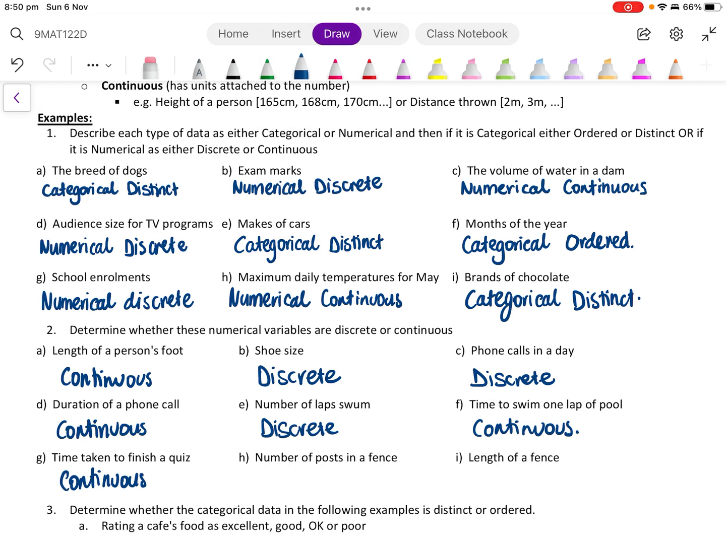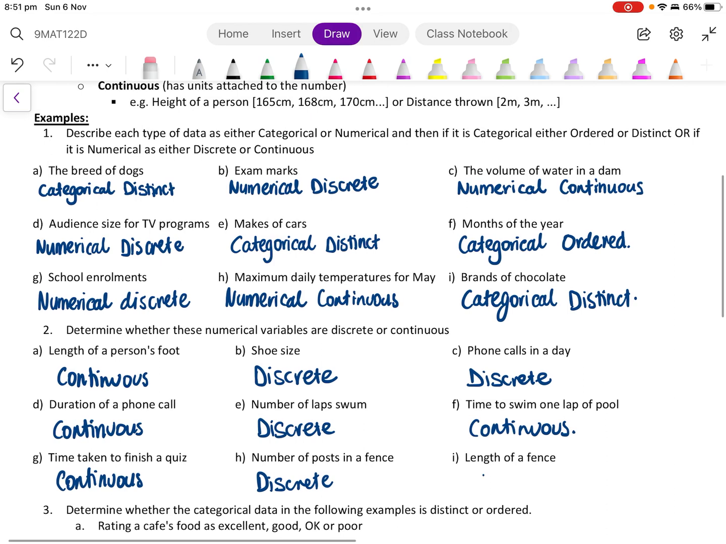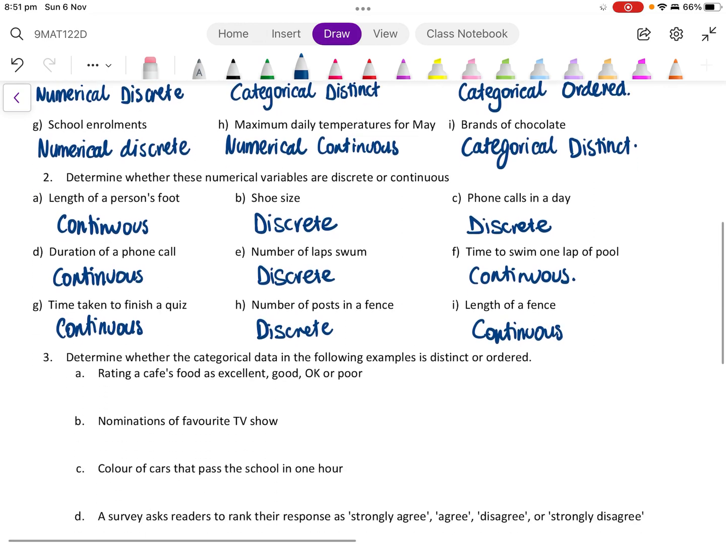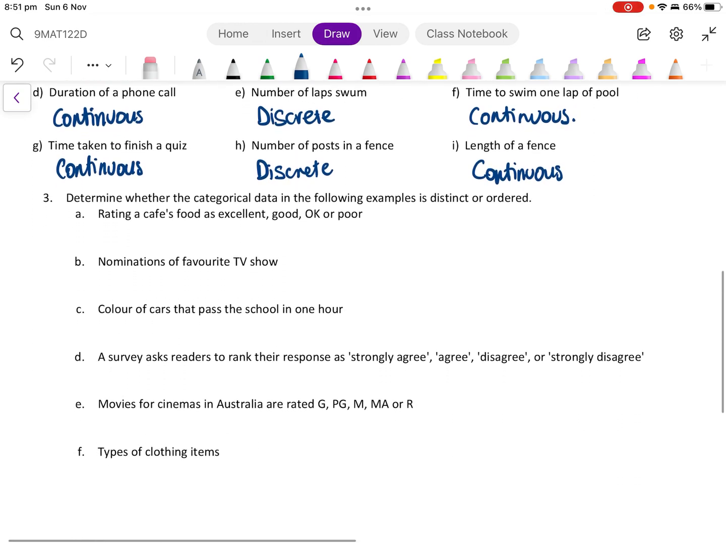The number of posts in a fence, we're looking at the number of something, so it is discrete. And finally, for example 2, we have the length of the fence. So the length of the fence is continuous because we are measuring the fence, and the fence will be measured with units attached.